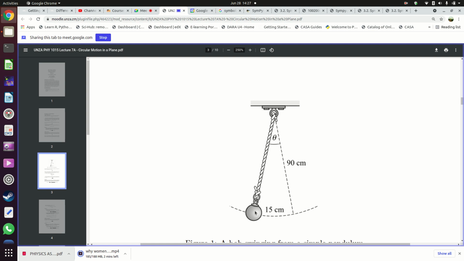So if the bob covers a distance from here up to this point, the distance is 15 centimeters. That is the distance the bob has moved. And the radius of this circular path is 90 centimeters. Then you can find out how much this angle is. This angle is the distance which has been moved in a circle. This is what is referred to as angular displacement. So you can find out what the angular displacement is.